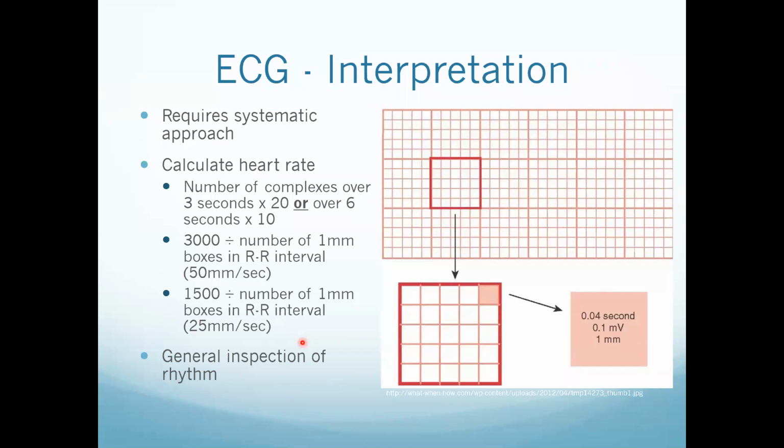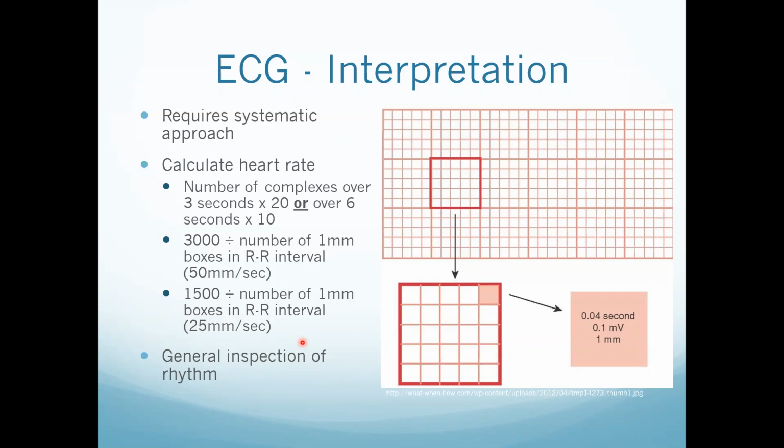So interpretation itself, ultimately it always has to have a systematic approach. It doesn't necessarily matter what order you approach it in, so long as you approach it in the same order each and every time to avoid missing any steps that would lead to an accurate diagnosis. So typically what I do first of all is just calculate a heart rate, and we'll talk about that in a little bit more detail shortly, but essentially we've got a couple of ways of doing it. We can do either an instantaneous method or we can do an average method.